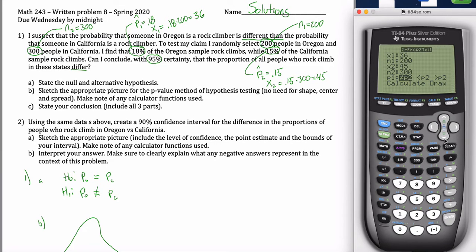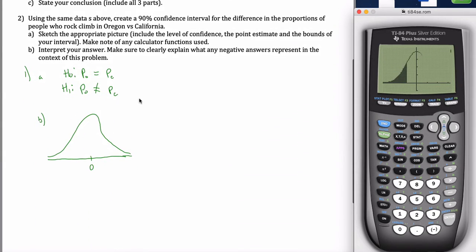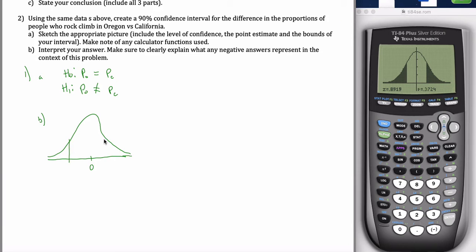And then I want to have does not equal in here. So I'll go down. I can either calculate or draw, but since it's p-value, I've been doing draw, so I'll leave it like that. And so what we're looking for is a test statistic and a p-value. The test statistic is 0.8919. You can indicate that with the letter Z.